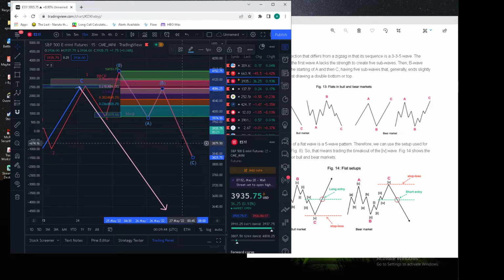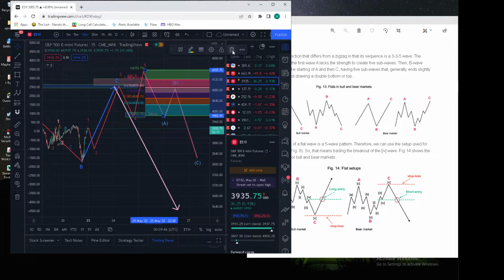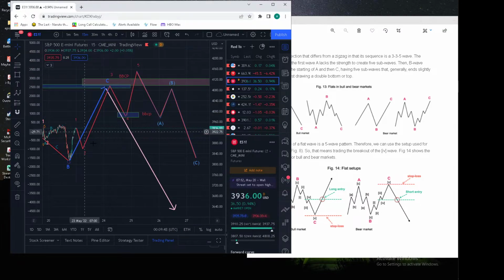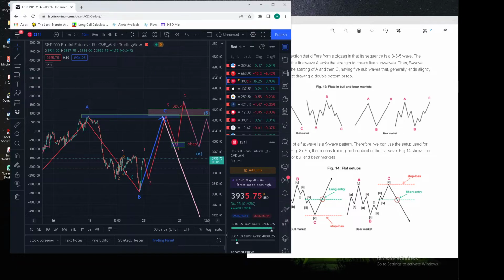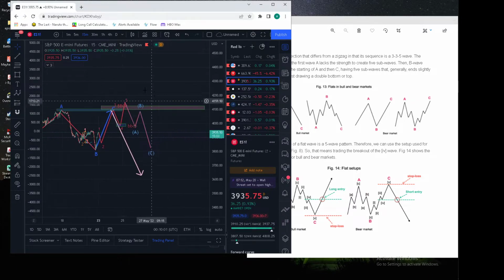Oh yeah, that's beautiful. So even if we do get this 1 through 5 impulse wave, we still get ABC. So everything points down, right? Not even the bullish scenario points much higher than 415.